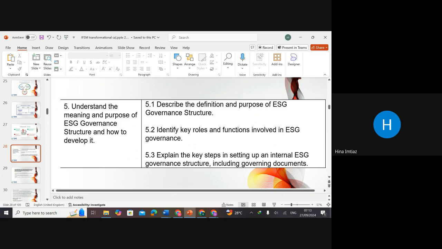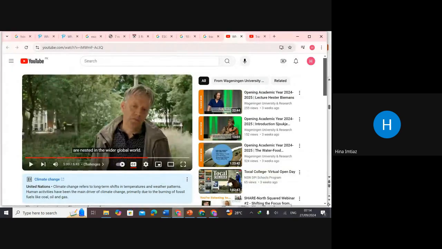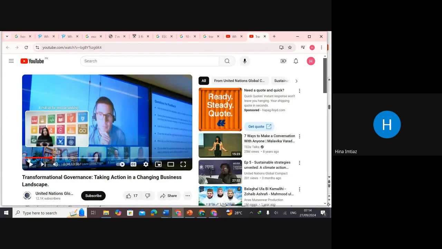In the first question, you have to describe the definition: what is ESG? You have to define it, and then you have to tell the purpose of the ESG governance structure. You have to identify the key roles and functions involved in ESG governance. And in the next question, you have to explain the key steps in setting up an internal ESG governance structure, including the governance documents. So before giving you the point of view regarding question number 5, I want to show you this video so that you will be able to grasp the concept of what ESG is.